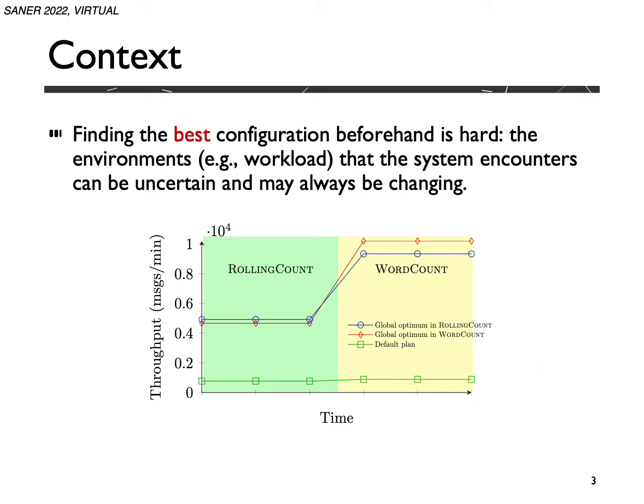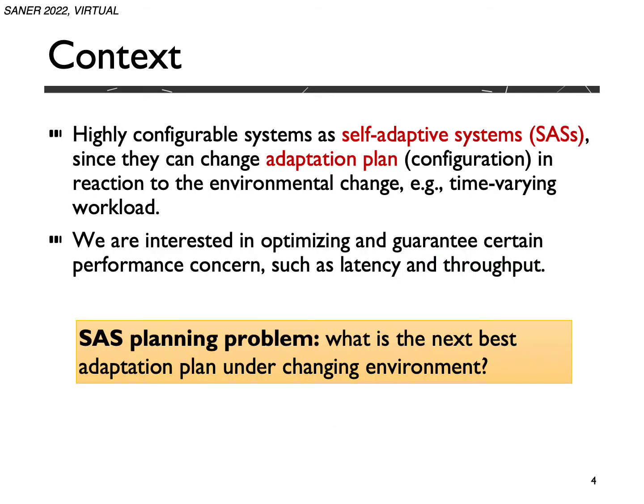This is an example of Apache Storm where it experienced two different environments of the workload. And two things we can observe here. Firstly, the default configurations perform very badly, as you can see on the green line here. And secondly, the global optimal configuration in one environment may not be the global optimal when it turns into another environment. For example, the blue line here.